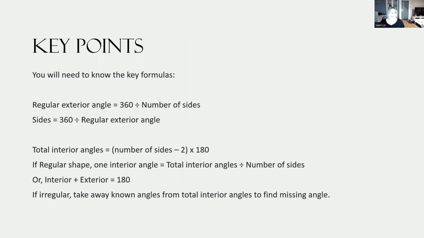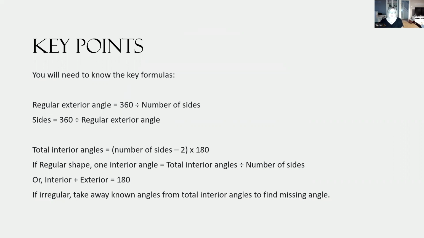If you are using these, it's really important that it's a regular shape, not just an irregular shape. So remember, regular means that all the sides are the same and all the angles inside are the same. Total interior angles is the number of sides take away 2. This is going back to that triangle rule that you can create triangles within any shape. Then times that by 180, because that's the angles in a triangle.